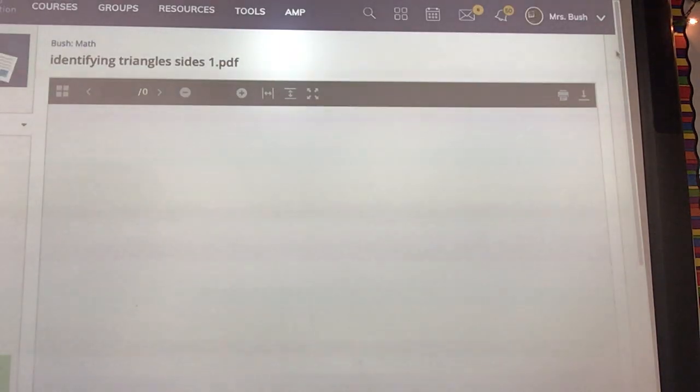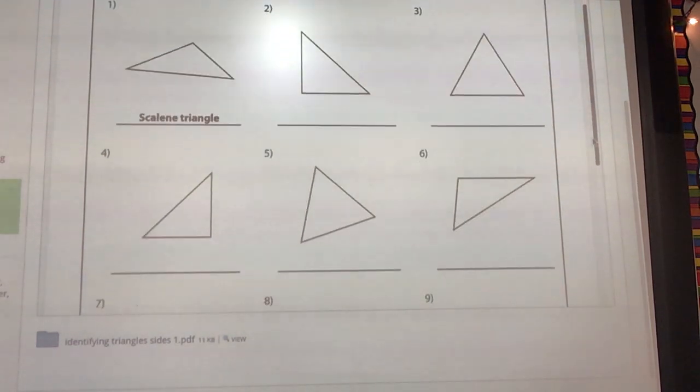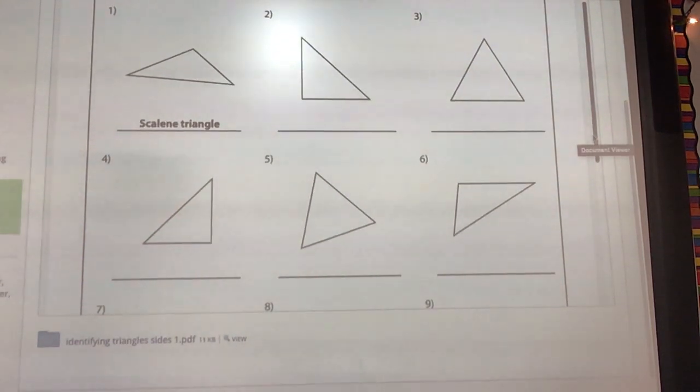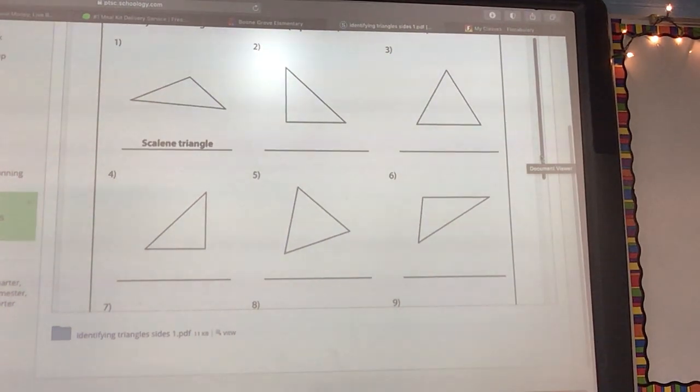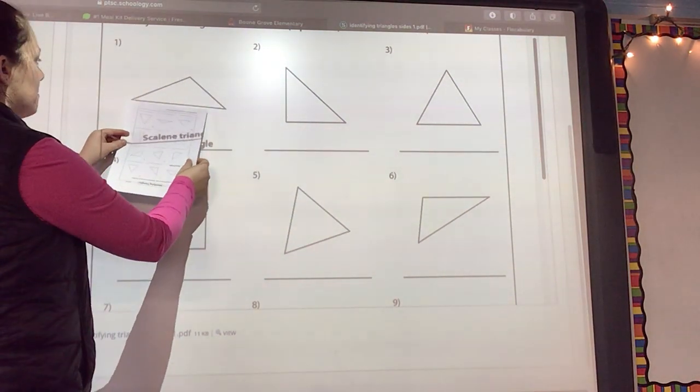All right, take a look at this worksheet. Do you see any little hashes on these sides? No. So, ladies and gentlemen, that might be the case for your homework or possibly a test. In that case, if it is not visually obvious, you might have to measure. Now, I don't expect you to use a ruler to measure, but could you take a piece of paper and mark it?